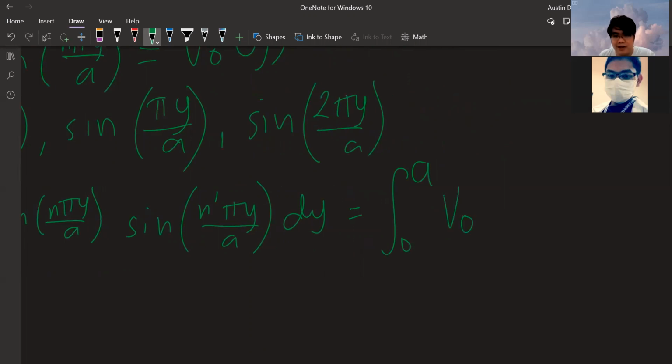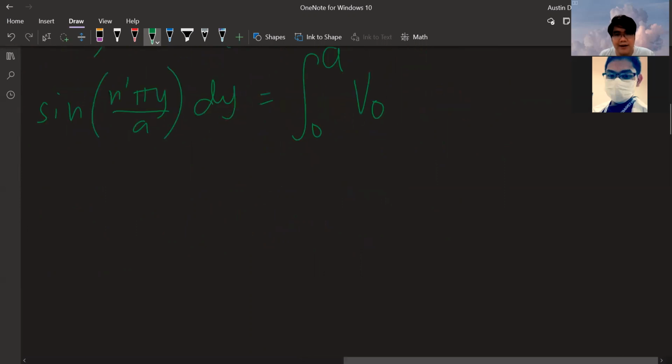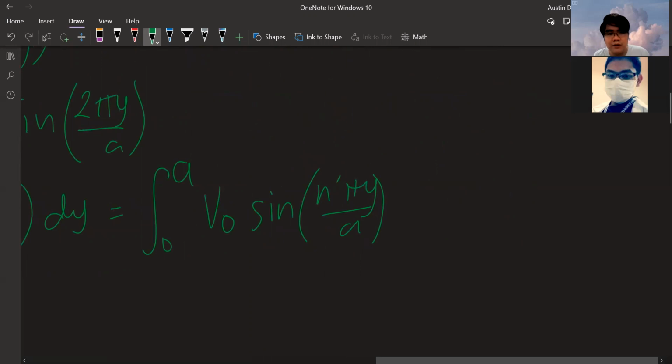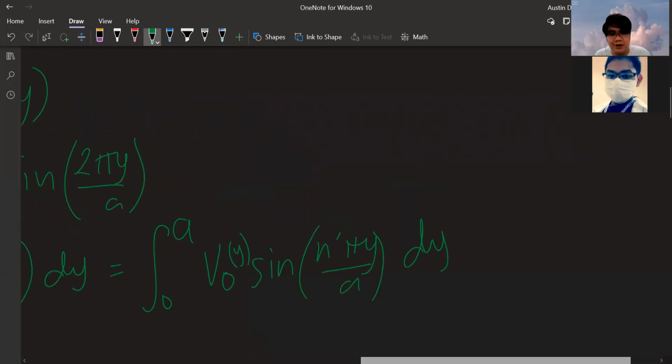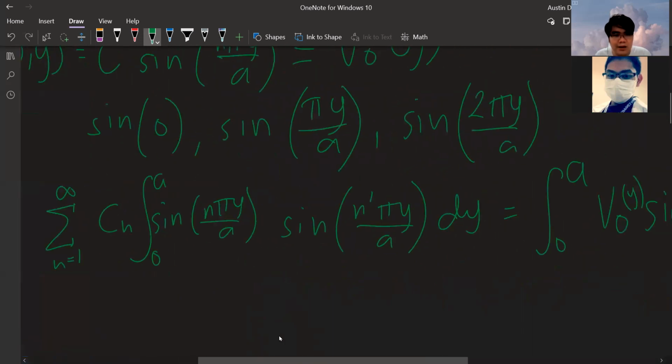What remains on the right is v0 times the extra term I multiplied, sine n prime pi y over a, dy. Okay? So v0 is a function of y, so it cannot come out of the integral, because you are integrating with respect to y. So we have to solve for this integral.